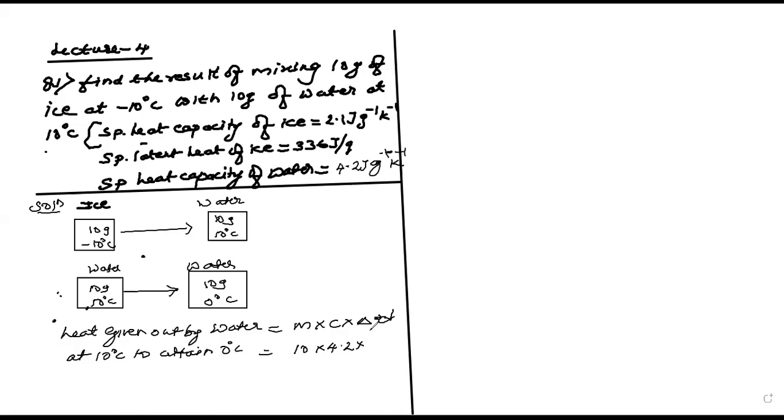And what is delta T, children? From 10, it has come to 0. 10 minus 0, how much is it? 10. So it will become 10 into 4.2 into 10. That means you have only 420 joules. आपके पास खाली 420 joules है. That means ये जो ice है, ice खाली 420 joules लेगा. Ice will take 420 joules. Are you getting me?